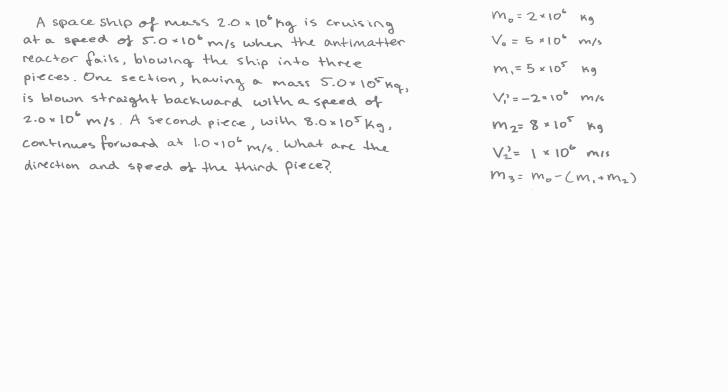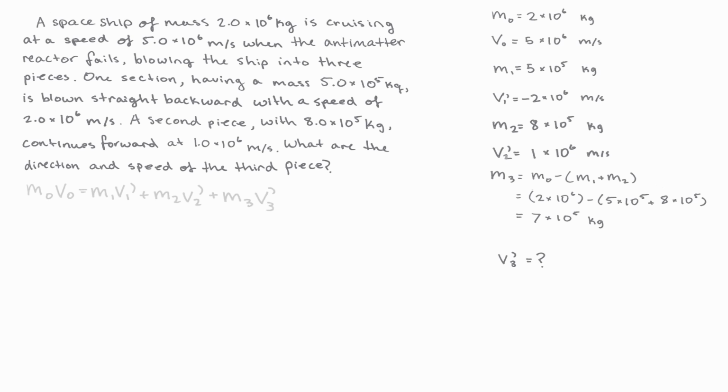So to solve for that, we take the initial mass and we subtract the masses of the first piece and second piece. After we solve that out, we're going to get 7 times 10 to the 5th kilograms. And the velocity of the third piece after the explosion is unknown, so that's what we're solving for.